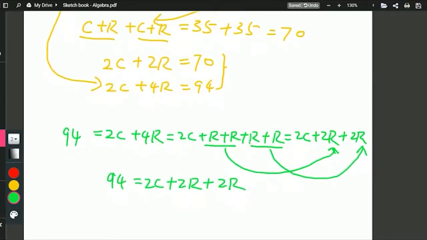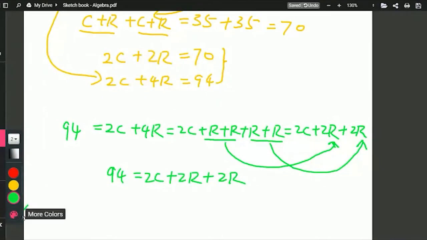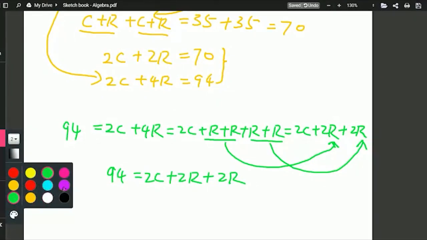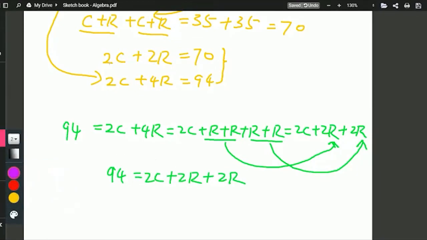Okay, that's the third step. And we are really close. So let me do the next step. Did you notice 2C plus 2R is 70? 2C plus 2R, this part is 70.